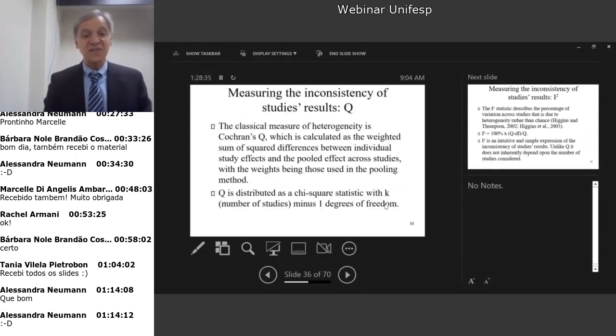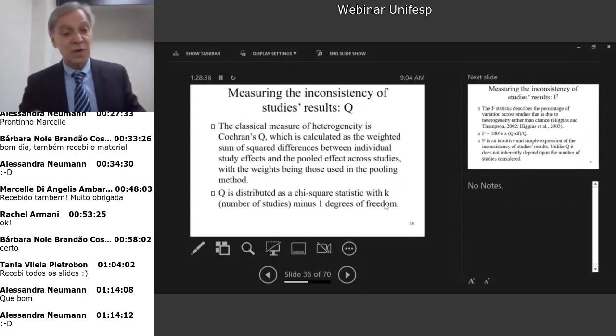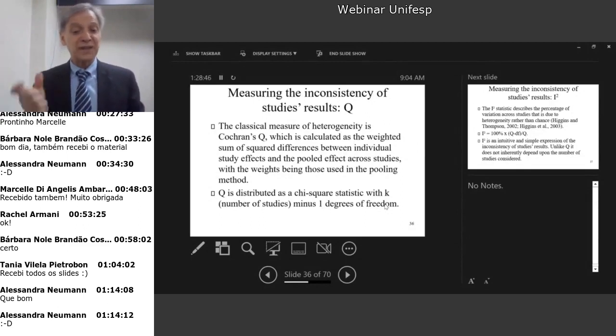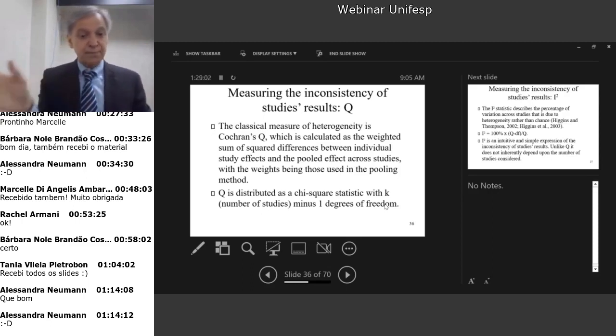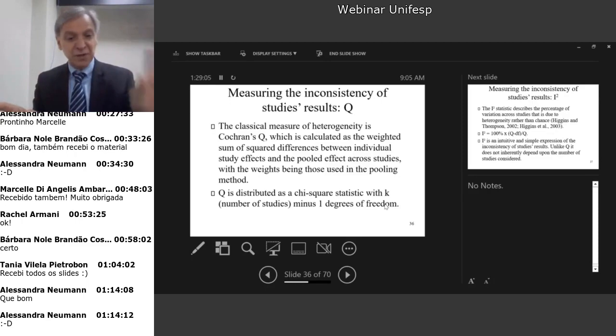They measure the inconsistency of studies' results. There's the Q statistic, created by Cochran, which is calculated as the weighted sum of squared differences between individual study effects and the pooled effect across studies, with the weights being those used in the pooling method. Basically, let's say I have all the studies I've done, and I got their means for the main effect, okay? And that's the pooled effect. And then I have the individual study effects. I take the difference between each individual study effect and the pooled effect, and the weight is the weight for the pool.